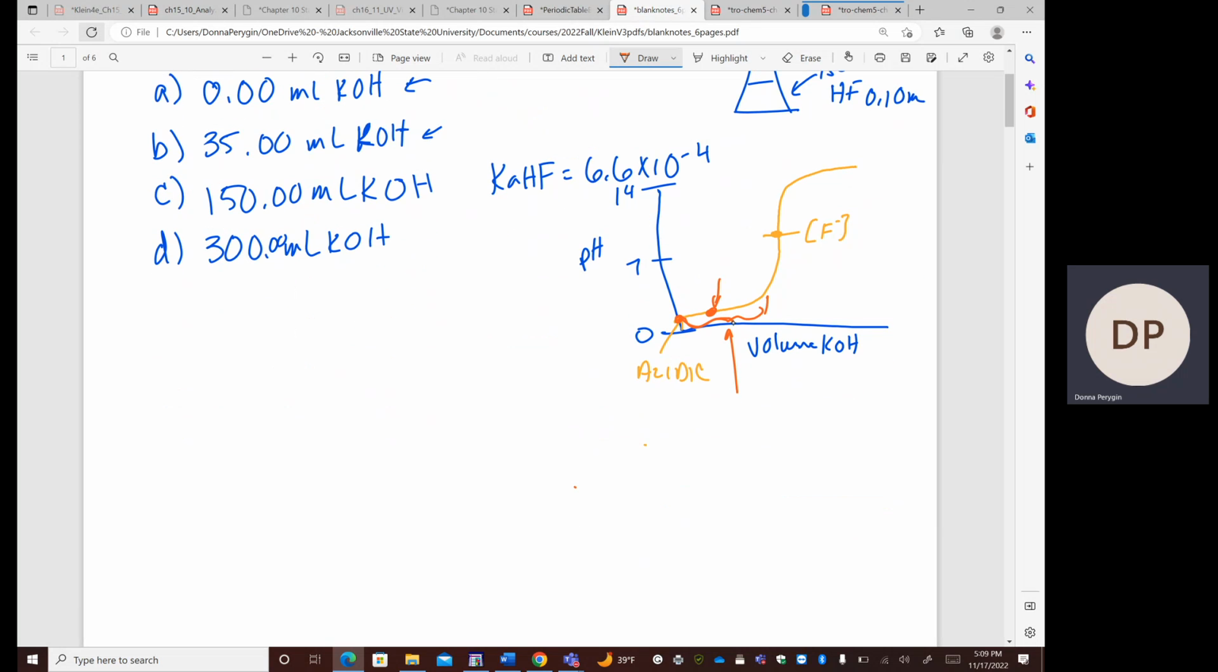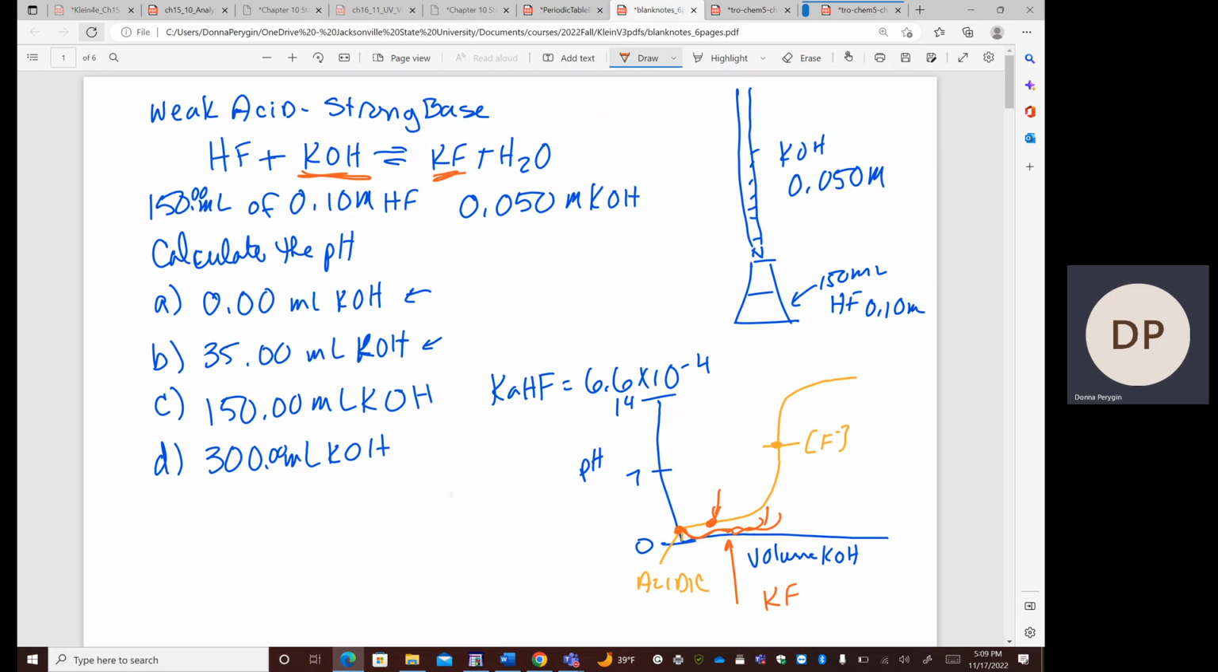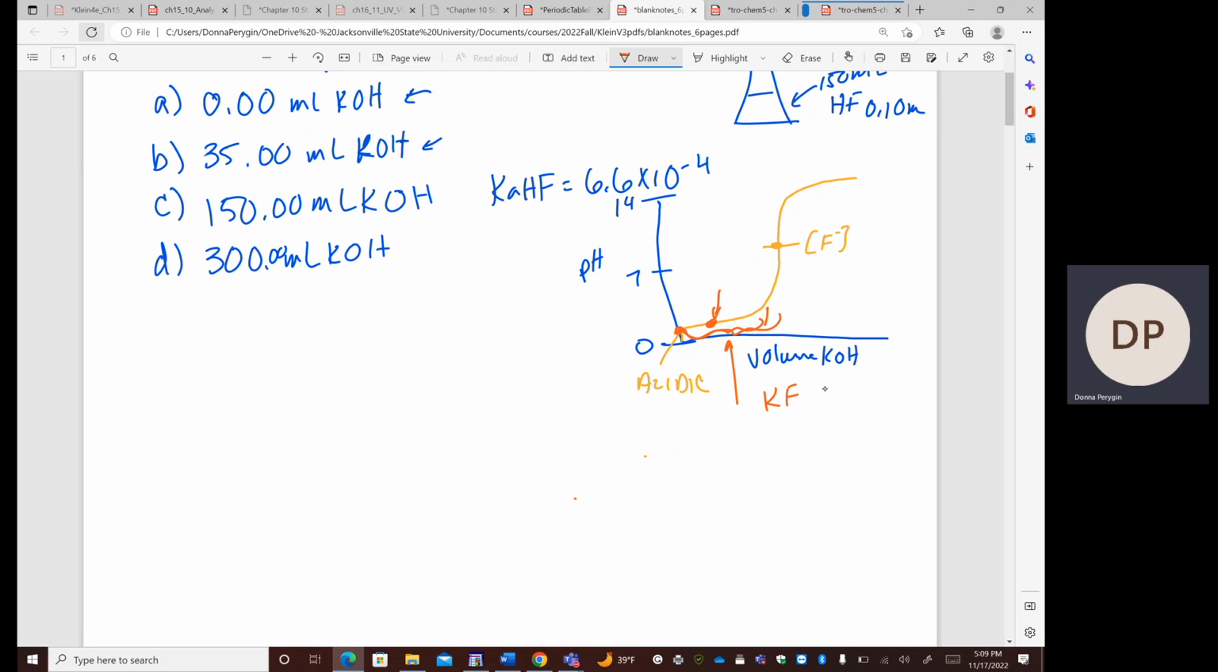So in this region, we have basically KF, which is our fluoride ion, a weak base, and we have HF mixed together. So this is our buffer range. This is the buffer range right here. In this range, we have a buffer. And so in that range, before we get to the equivalence point, but after we start adding base, we can calculate the pH with the Henderson-Hasselbalch equation.